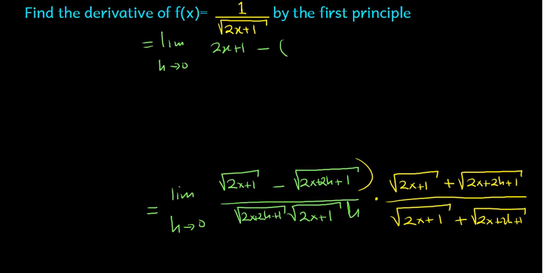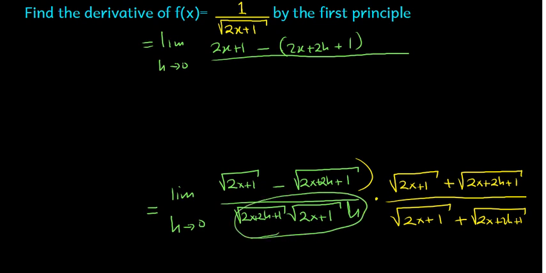Now it's supposed to be in brackets because all these terms here have been affected by a negative. So if we square that term which we have there, the root is going to go. So that will be 2x plus 2h plus 1. And then divide everything now by, multiply first this with this.